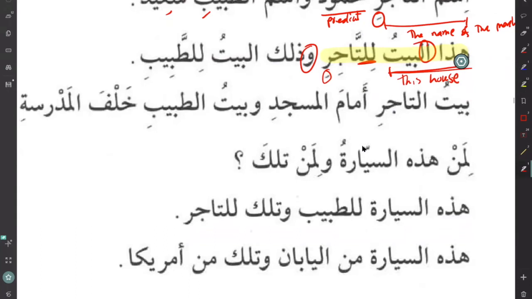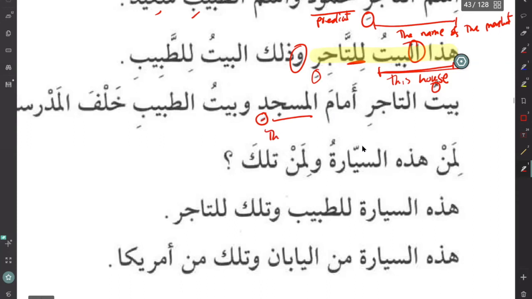Baytu tajiri, the house of the merchant. This is not a complete sentence, because this is an idafa. So the house of the merchant is what? Amama. What is amama? Front of, in front of. We write "front of" because this word amama will always be the first part of the idafa, so after that you have to have a mudaf ilayh. Front of what? Al-masjid. This is the same thing: the first one doesn't take tanween and has no alif lam, and the second word has kasra. So, in front of the masjid.